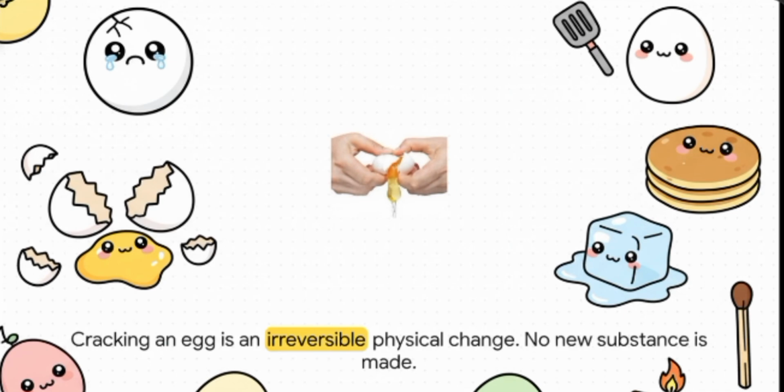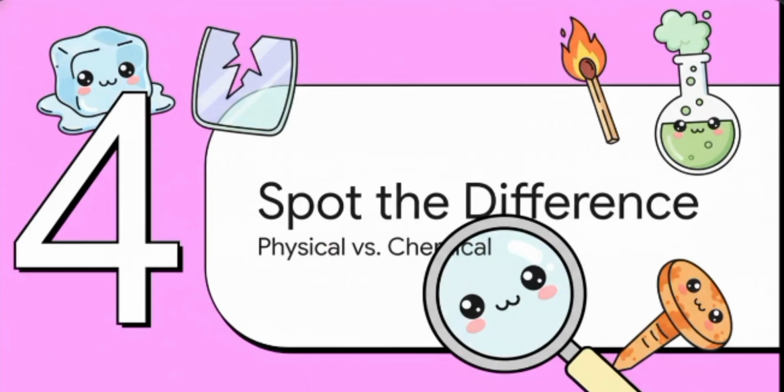Cracking an egg is a physical change. You've changed its shape, its structure, but the shell is still shell, and the yolk is still yolk. Nothing new is made. But is it reversible? No way. You are not putting that Humpty Dumpty back together again.